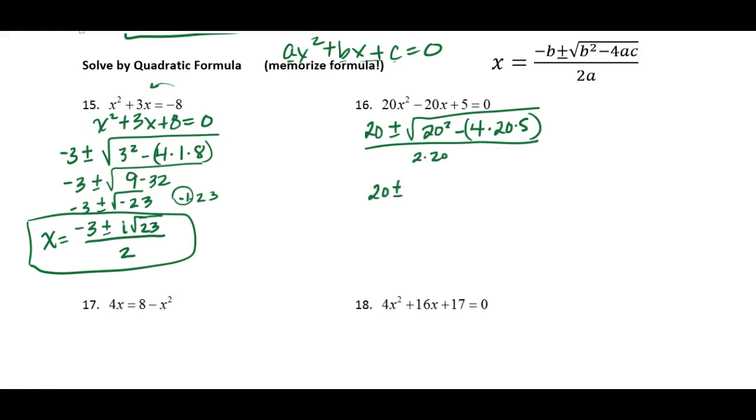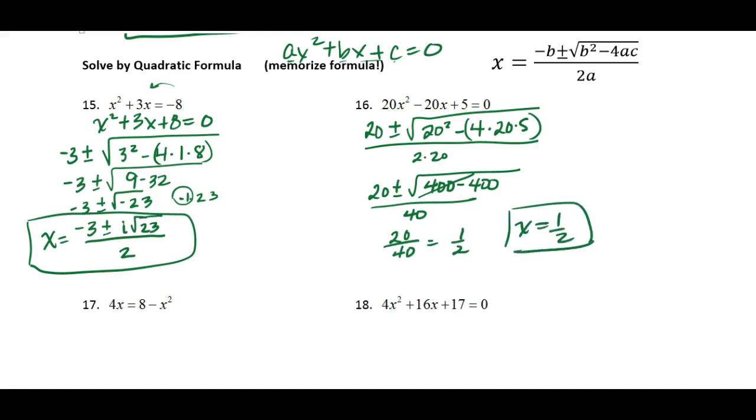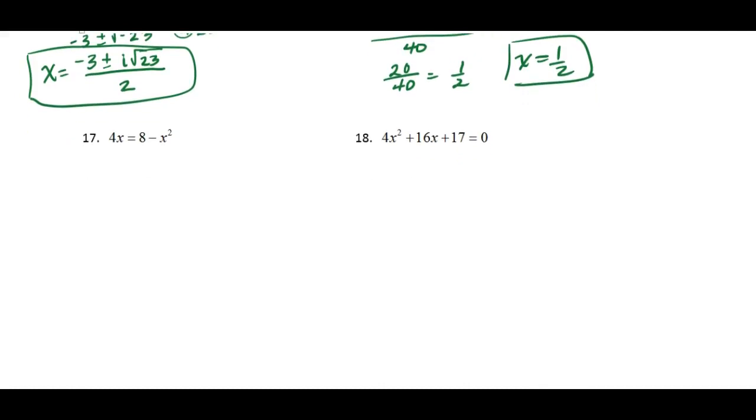We have 20 plus or minus 20 squared is 400. 4 times 5 times 20 is 400 over 40. So that's 0. So really all I have is 20 over 40, which is 1/2. So x is equal to 1/2, and it's a double root. All right, easy enough. Look at 17.